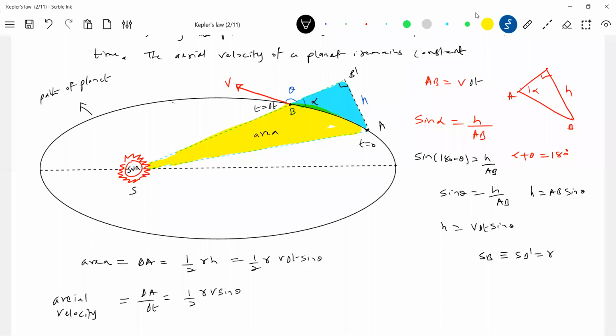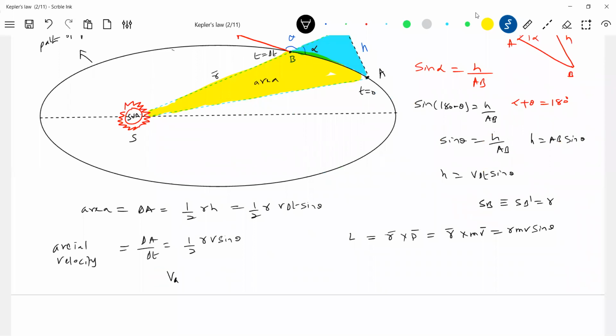What is that half RV sine theta we can equate to? Well, let's do one thing. Let me take help of this condition. So what is the angular momentum of the planet? Look at this. What is the angle between R bar and V bar? Theta. So what is the angular momentum of the planet about the sun? We can write it is equal to R bar cross P bar, or R bar cross MV bar, or RMV sine theta. So what is this RV sine theta? We can write L by M.